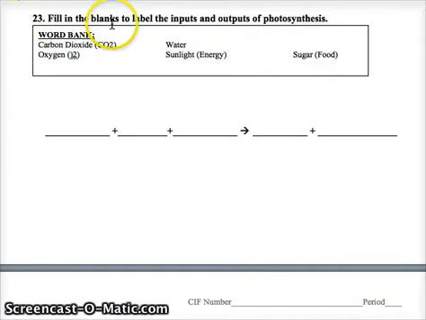23. Fill in the blanks to label the inputs and outputs of photosynthesis. The word bank includes carbon dioxide, CO2, oxygen, O2, water, sunlight, energy, and sugar, which is the food. On these lines, write those words with inputs and outputs on the right side.